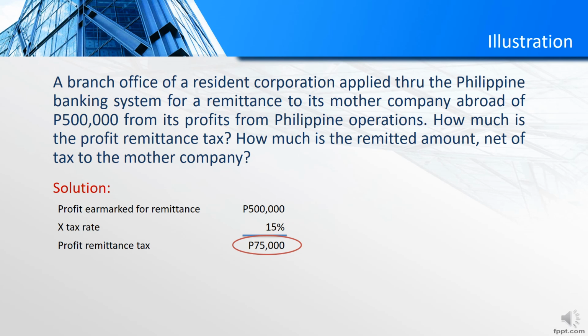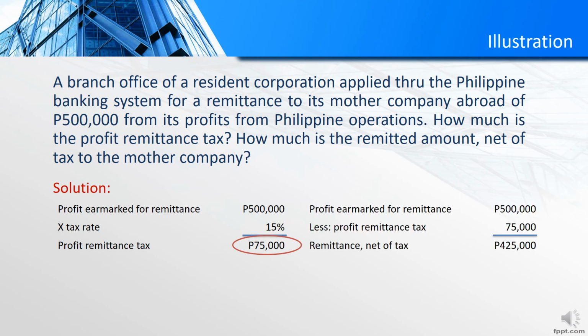Now for the next question, how much is the remitted amount net of tax to the mother company? Our formula will be profit earmarked for remittance less profit remittance tax will be the remittance to its mother company. Take note that the profit earmarked for remittance amounts to 500,000. Then deduct the profit remittance tax which we have computed previously at 75,000. Therefore, the remittance to the mother company net of tax will be 425,000. And that is our answer for the second question.